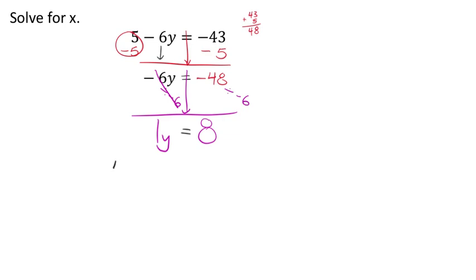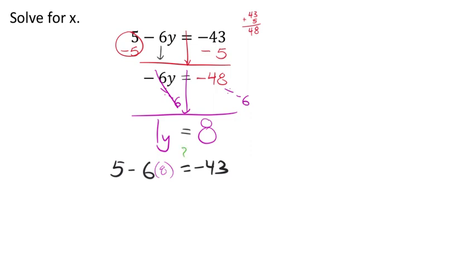Again, I'm just going to do a quick check in the original equation. 5 minus 6y equals -43. And we should see the -48 and then finally the -43 as we go through this. So I would be checking with the y value, that is 8.